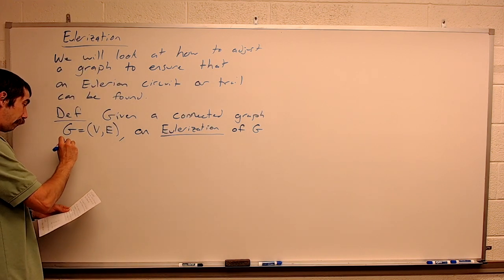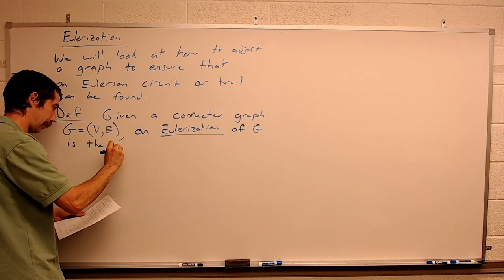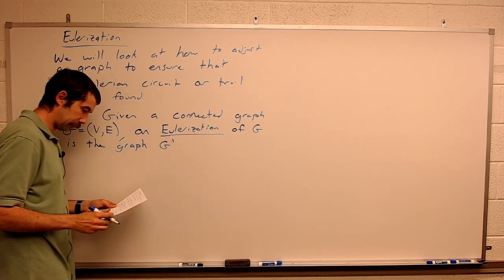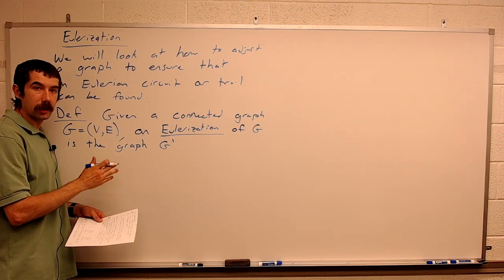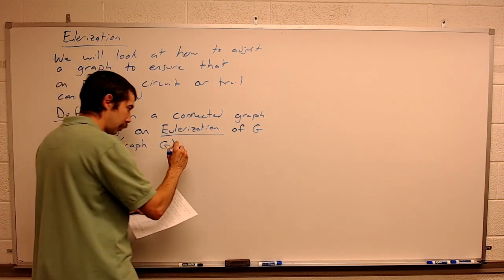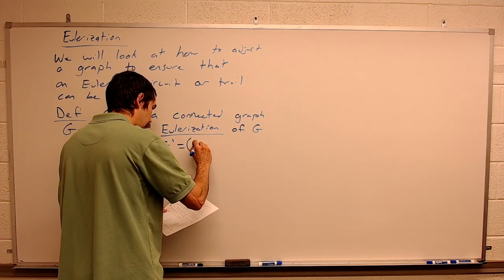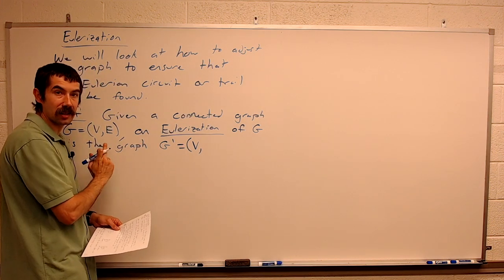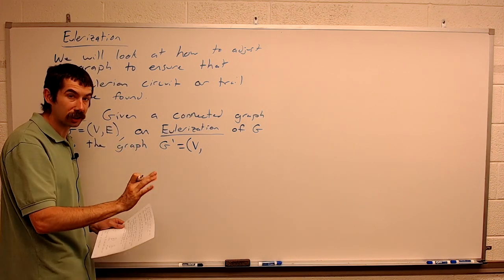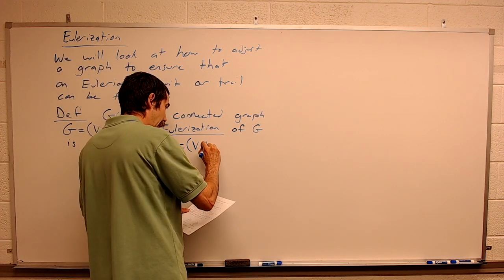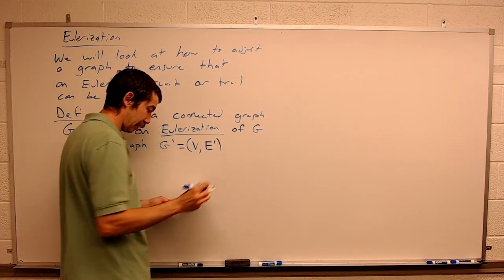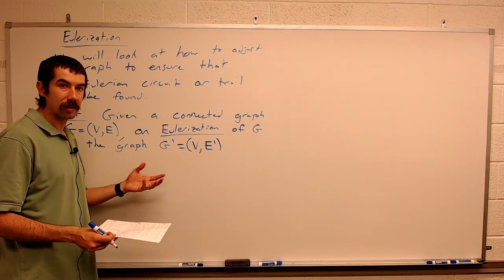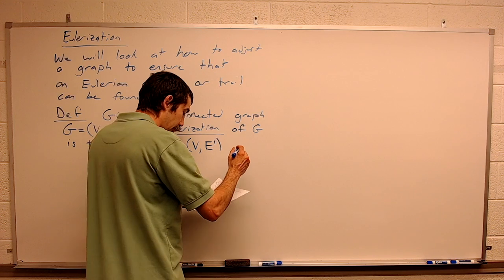An Eulerization of G is a new graph, G prime. This new graph, G prime, too has a vertex set, the same exact vertex set as our original graph. So we're adding no new vertices, and we're going to have a slightly different edge set. And so we're going to talk about what types of edges we're allowed to add to our edge set.